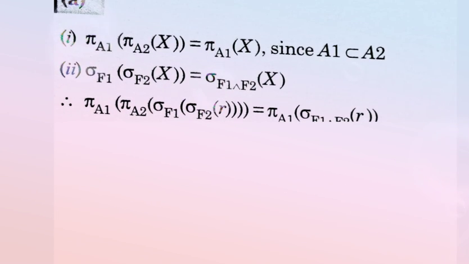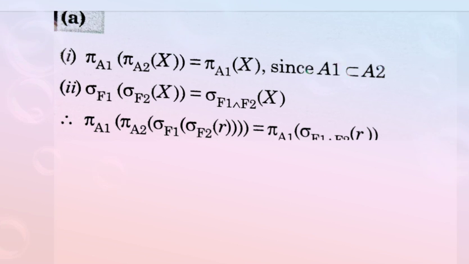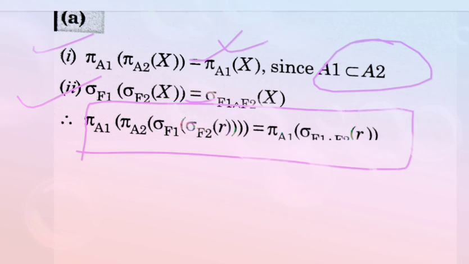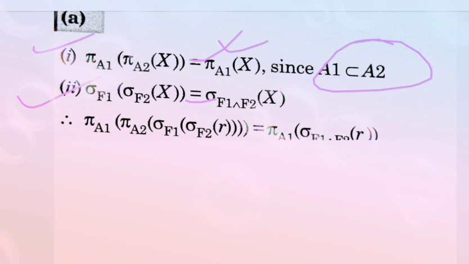Now come to the next question. Here an explanation is also given for why it is so. Project A1 of project A2 of X is equal to project A1 of X, since A1 is a proper subset of A2. Secondly, select F1 of select F2 of X is equal to select F1 and F2 of X. Based on selection and projection rules, we easily say that option A is the correct answer.